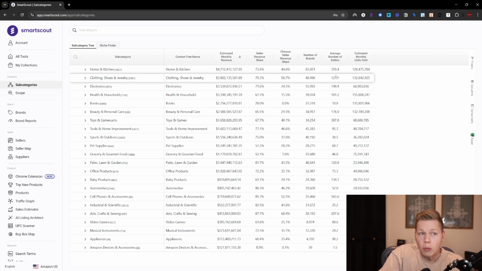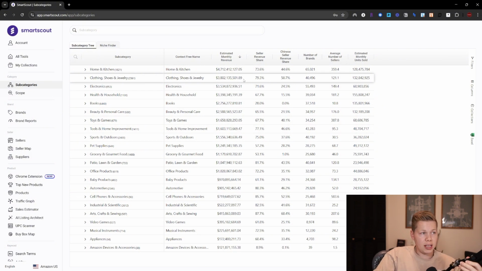That means super high competition. So ideally, what are we looking at? We want a high monthly revenue. We want a high seller share, low Chinese seller revenue share, and we want a mid-range or low average number of sellers. Okay, we don't want too much competition. And then monthly units sold closely correlated, right?